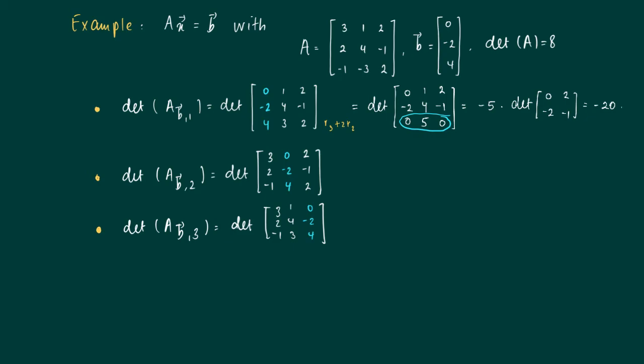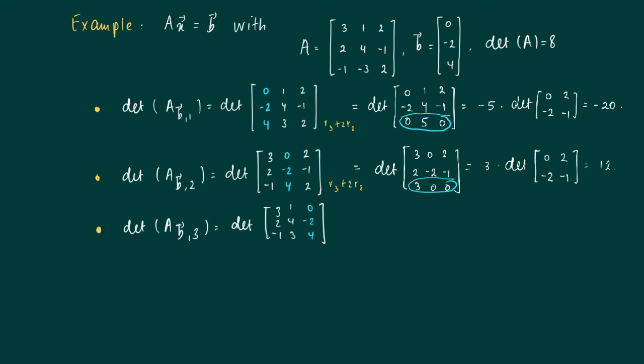So the second one. Again we add 2 times row 2 to row 3. Then again, the last row contains 2 zeros, so we may develop with respect to the last row. So this means that we get plus 3 times the determinant of (0, 2; -2, -1), which equals 12.